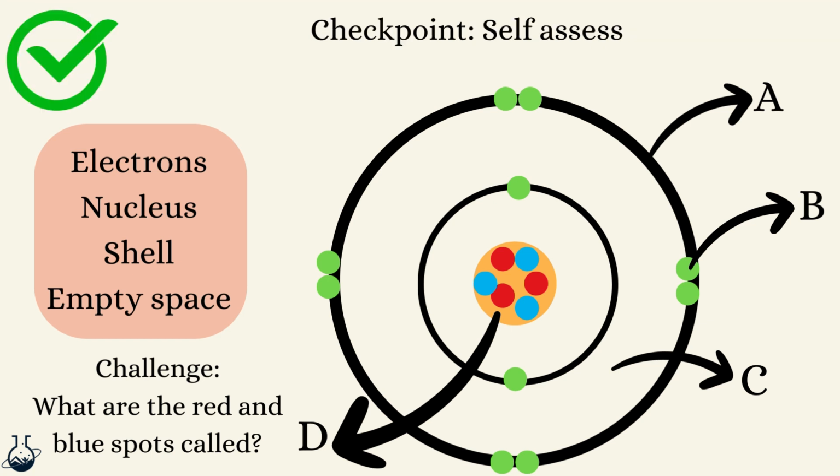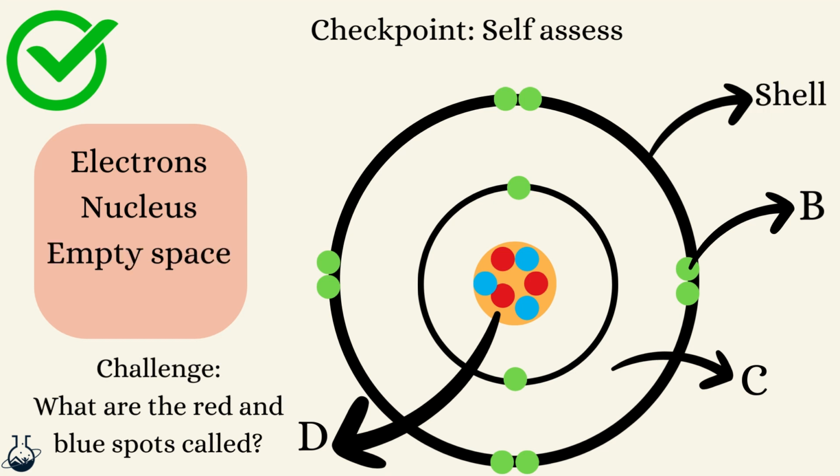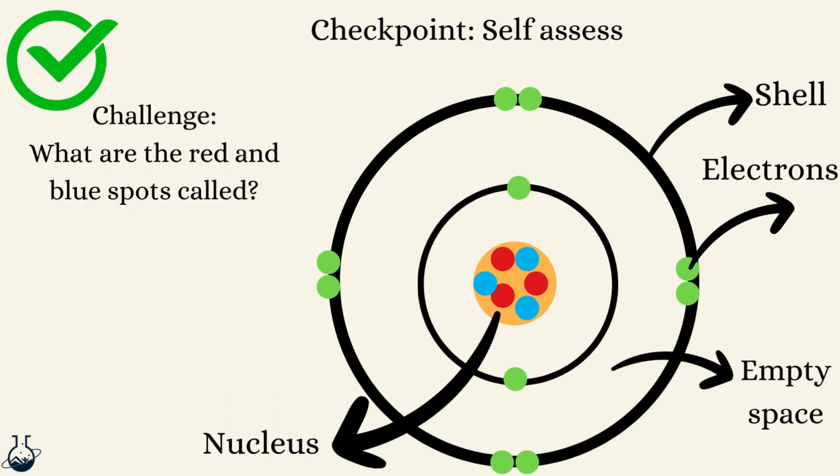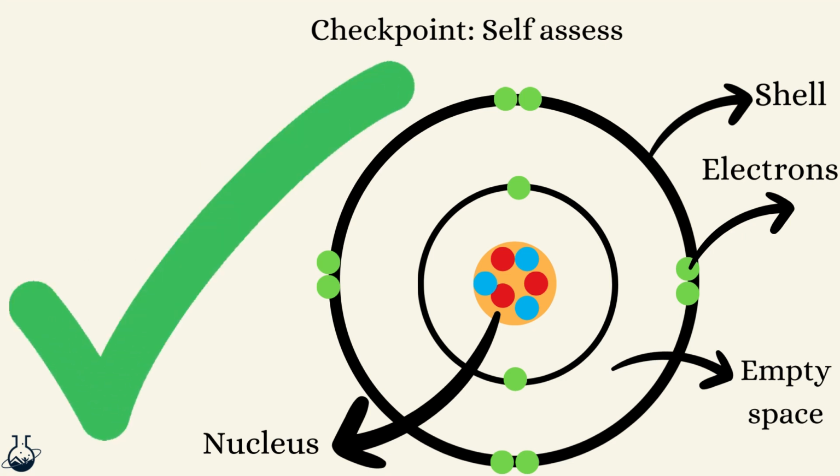Let's see how we all got on. Get your marking pens at the ready. A is the shell. Give yourself a tick if you got this correct. If you didn't, don't worry. This is just a bit of practice. Annotate your work so you know for next time. B is our electrons. C is empty space. And D is the nucleus. If you got onto the challenge, the red and blue spots are protons and neutrons. Well done, guys. Excellent start.